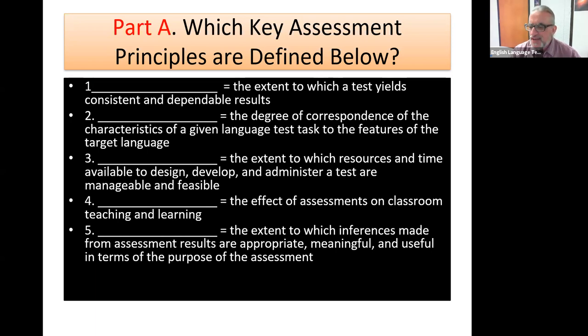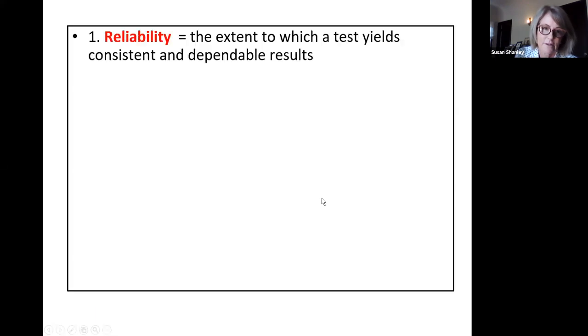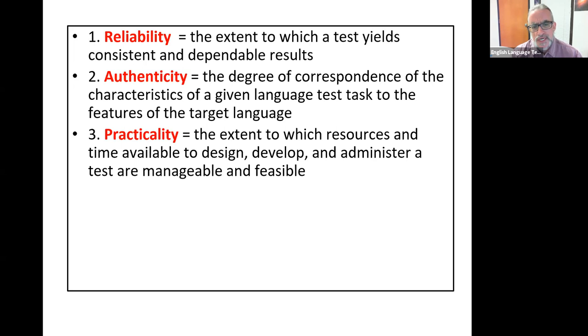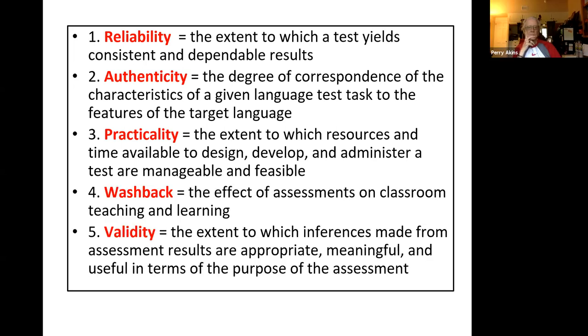What do you think? Anybody? Take a guess at one or two of them. Is number 1 reliability? It could be. It might be. That's my evasive answer for not giving an answer. Okay. What else? Anybody? Number 2 is authenticity. Okay. What about number 3? Practicality. And 4? Washback. All right, and the last one. Learning outcomes? Could be. But validity. Yeah, the last one is validity. So reliability, authenticity, there's correspondence, but how it's actually used in the target language, practicality, washback, and validity. Those are some of the fundamental principles that we're talking about today.